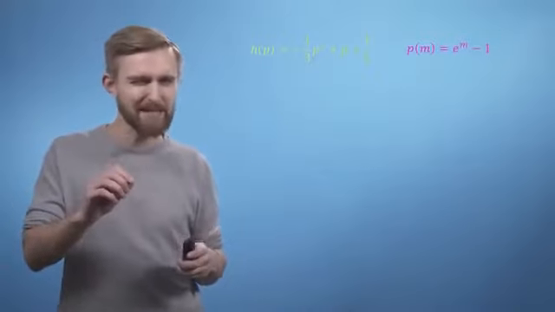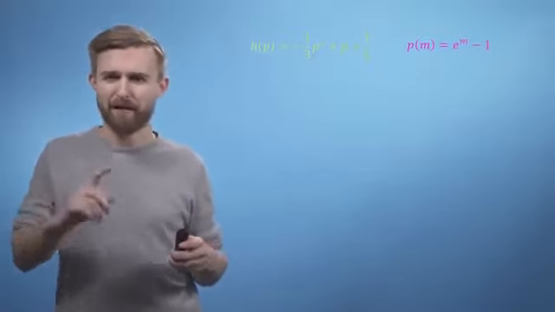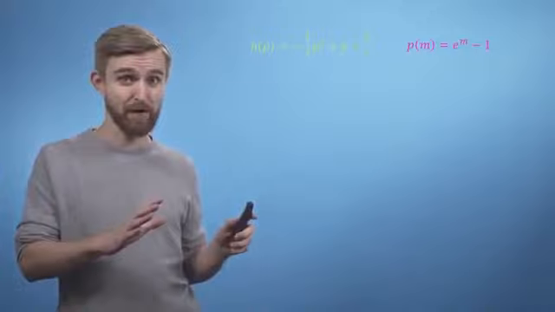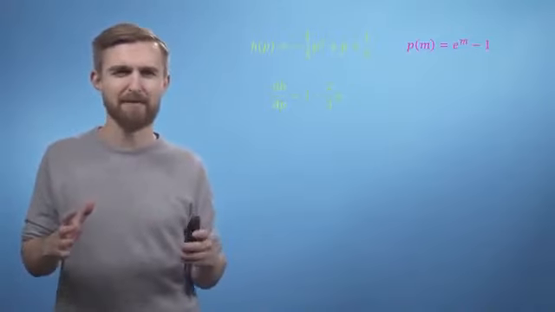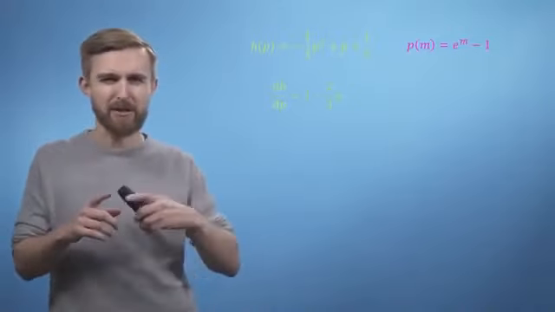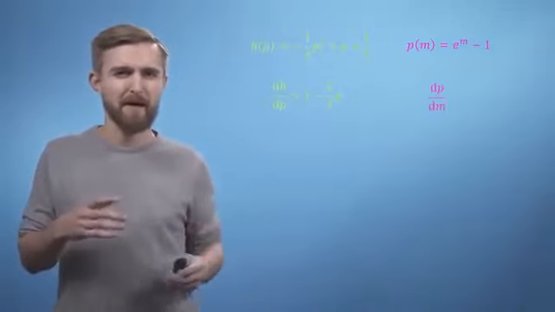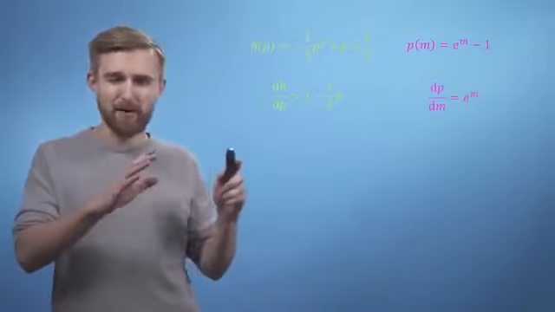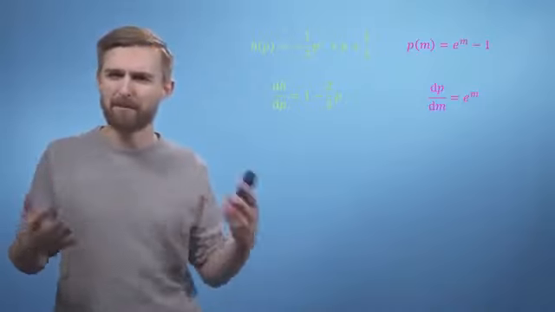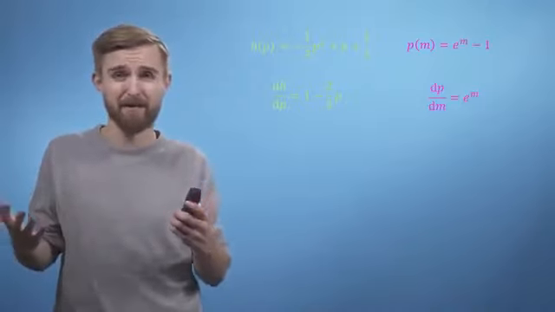So, let's now apply this rule to our function. Firstly, let's differentiate our two functions, which gives us dh by dp equals 1 minus 2 over 3p, and dp by dm equals e to the power of m. And then multiplying these together is simple enough.